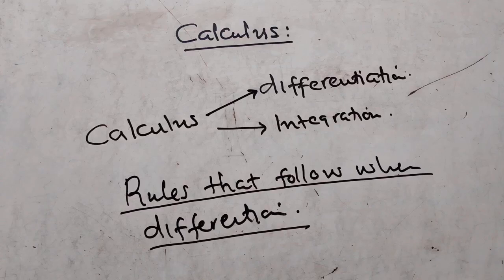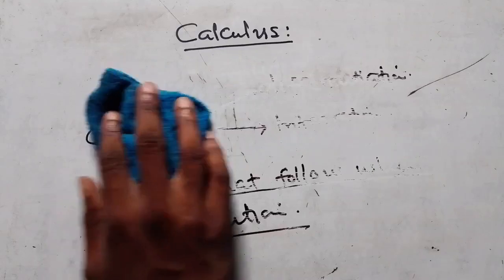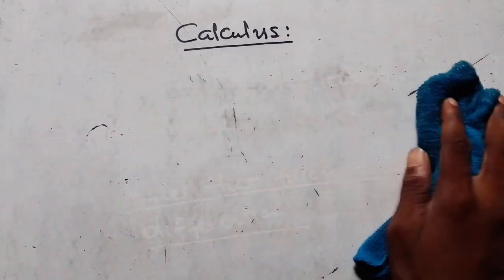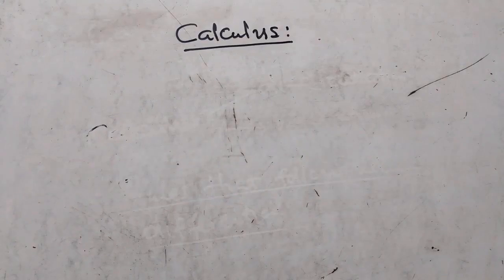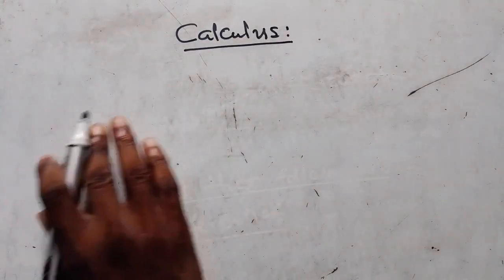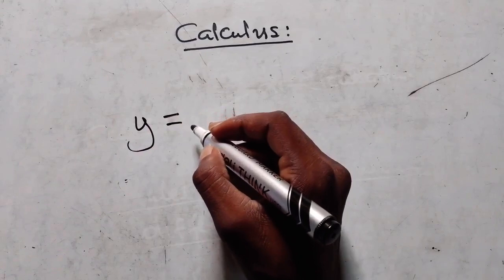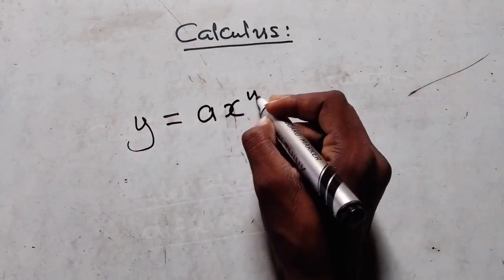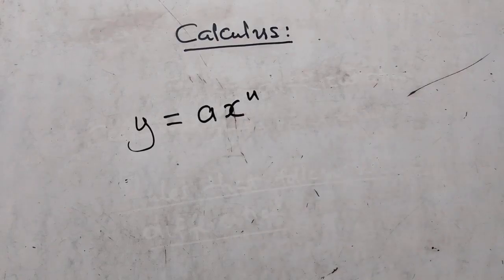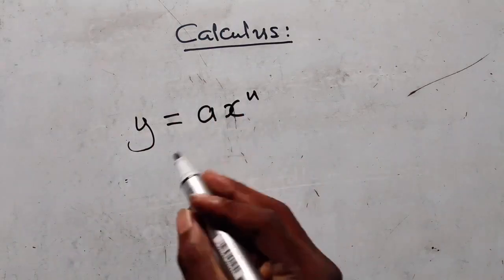Now, what are these rules that we need to follow under differentiation? Allow me to erase here so that I can have another space to write these steps that we need to follow. So, for example, let's say you are given the function y is equal to ax to the power n. What is the first rule that we need to follow under differentiation? For example, if they ask you to find the dy dx of this function, how do you find it?